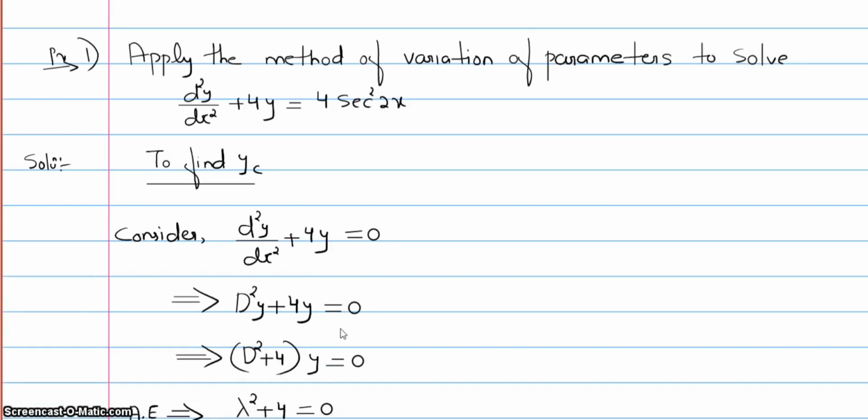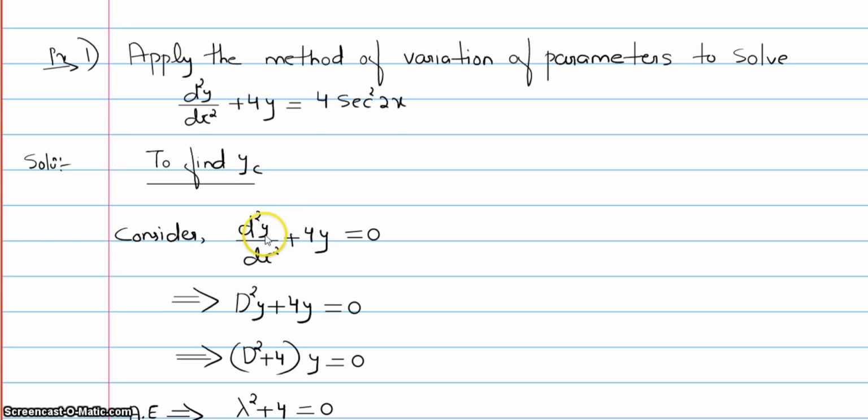Now let us see how we can solve a non-homogeneous differential equation. Applying the method of variation of parameters, solve this differential equation. First, we find the complementary function. For finding the complementary function, just consider the homogeneous part of the given non-homogeneous equation. The homogeneous part means taking the right side as 0.